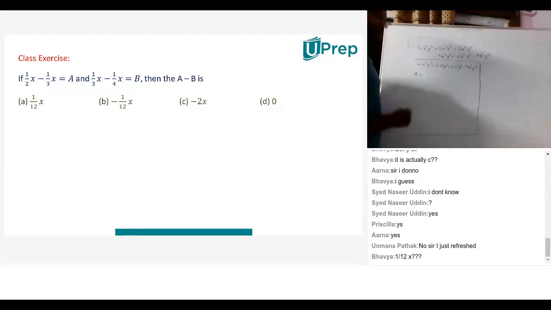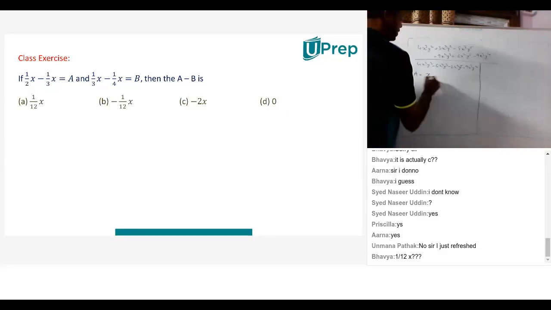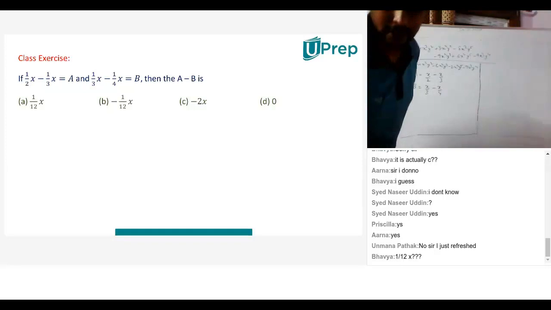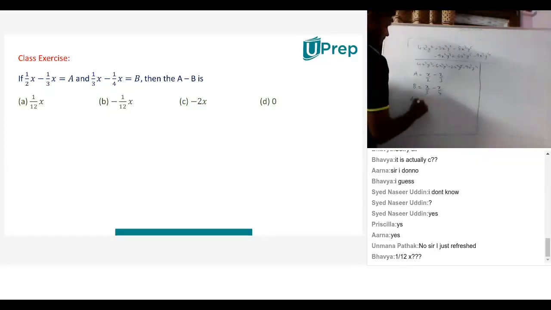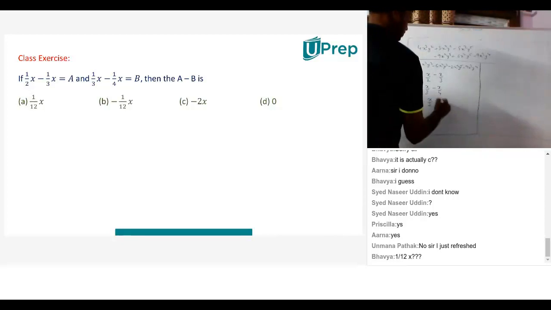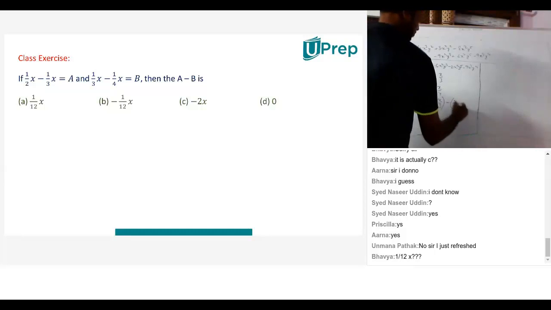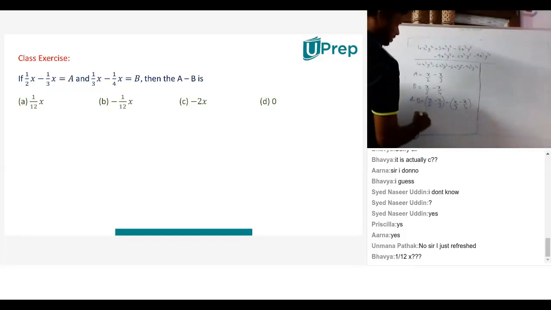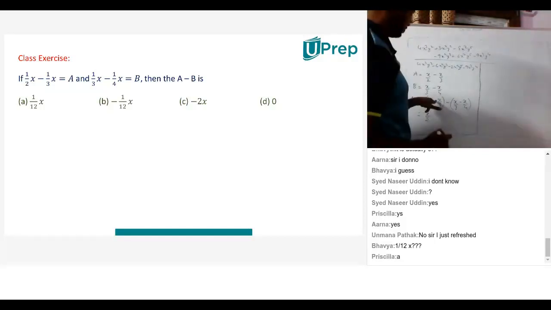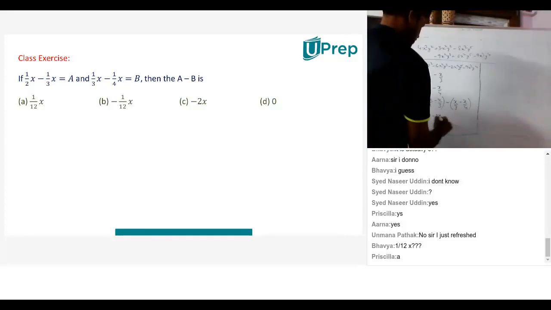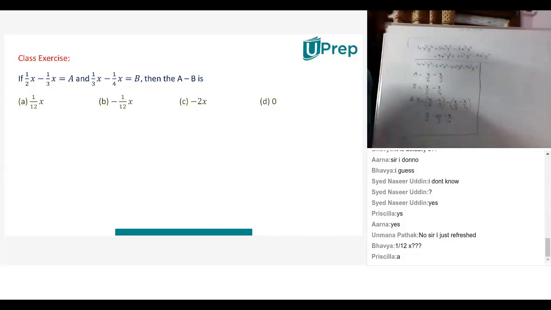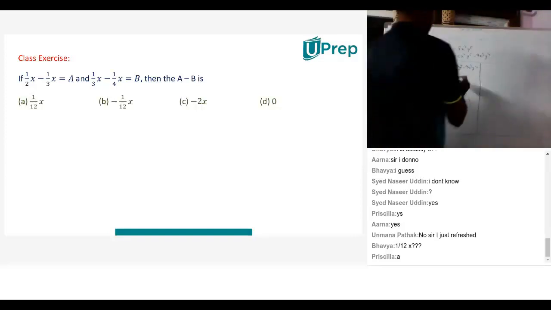Now what is the LCM of 2, 3 and 4? It is 12. What do I get here? I'll take the x common outside. So this is 2 6s are 12 minus 3 4s, so that is 8, and then I have minus. This comes up to what? 6 - 11/12, so that is equal to -5x/12.